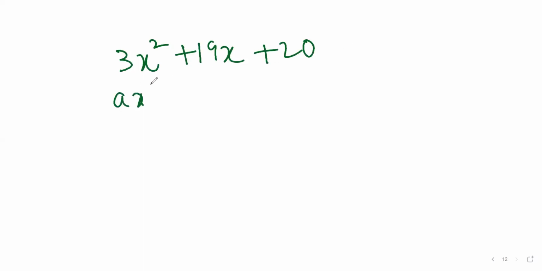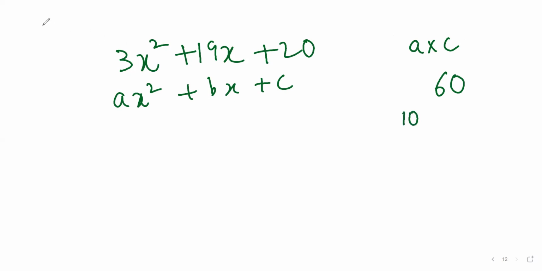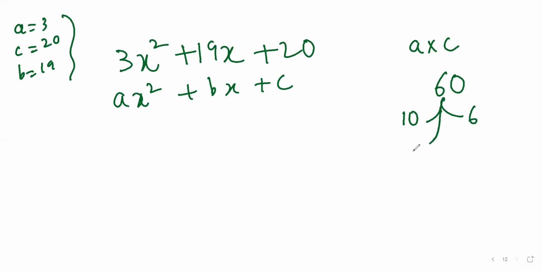So the standard form is ax square plus bx plus c. Please take the product of a and c. a into c is 3 into 20, which is 60, isn't it? So now let's see all the possible ways we can get 60. Here a is 3, c is 20, b is 19. I need to get the factors that, when I sum them up, give me b, isn't it? I'm splitting up b in that manner. 10 and 6 are 60, but 10 and 6 will not give me 19.